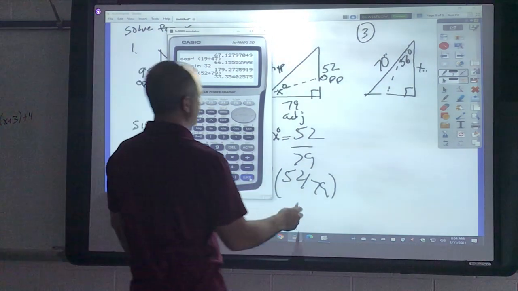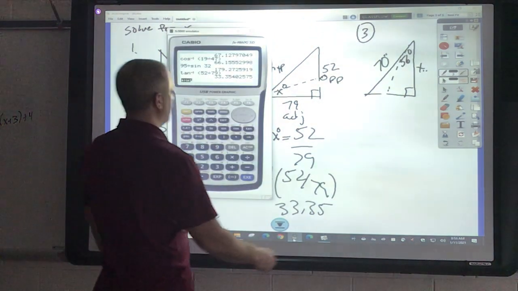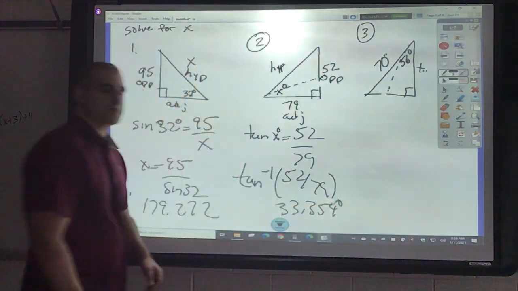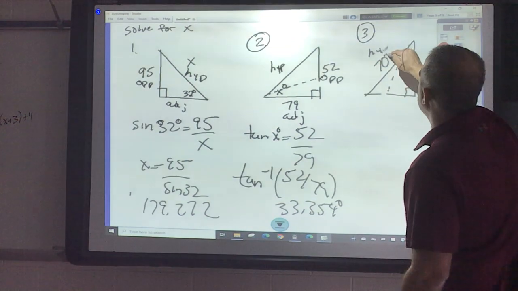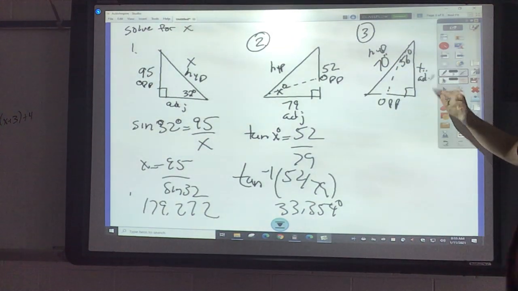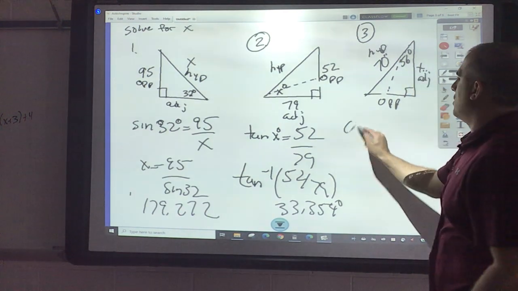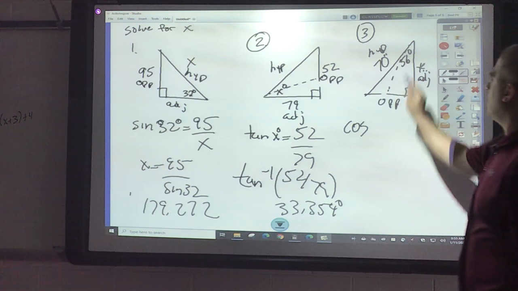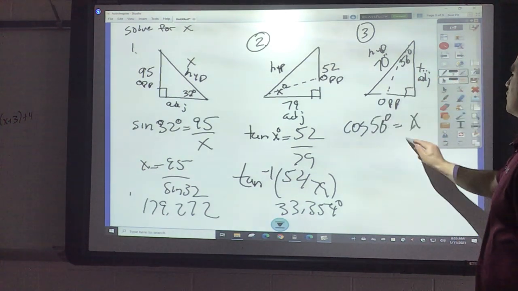So I get 33.354 degrees, okay? All right, and then the last one here, this is clearly the hypotenuse. If I drew a little dashed line, this would be the opposite and this would be the adjacent, okay? So I've got hypotenuse and adjacent, so that would be cosine. Cosine of 56 degrees is equal to x over 70, all right?